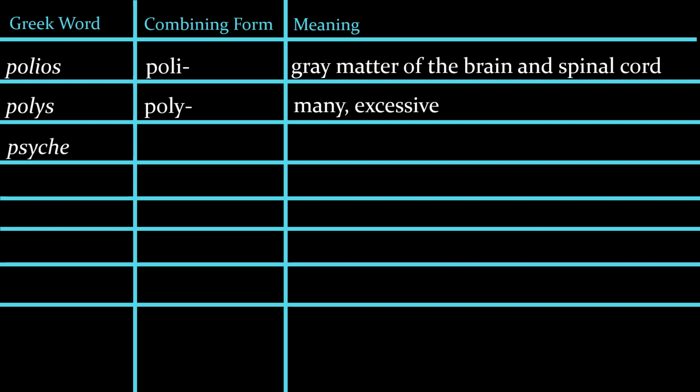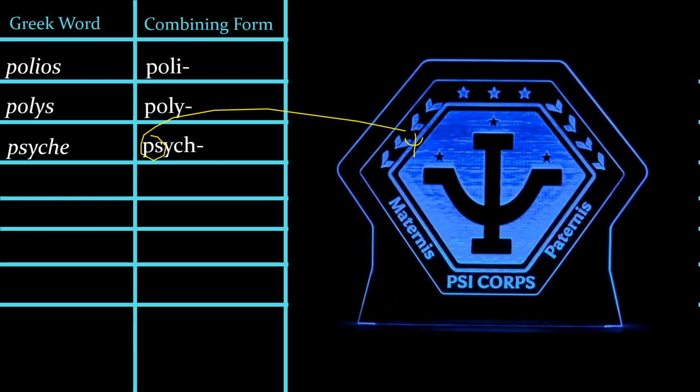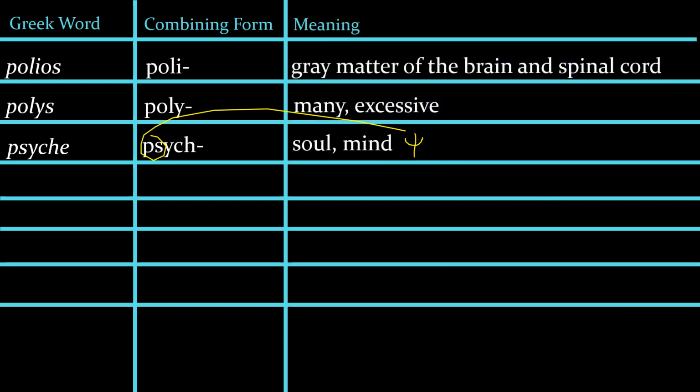Okay, next we have psyche, which is where we get psych, and this is the soul or the mind. When you pick up a textbook on psychology, you will normally see the first letter psi, which some people call psi, and it just represents these two here. And if you're a sci-fi fan and watched Babylon 5 as I did, you certainly will know the Psi Corps, this group of people with strong mental abilities. Okay, but I won't get into that here.